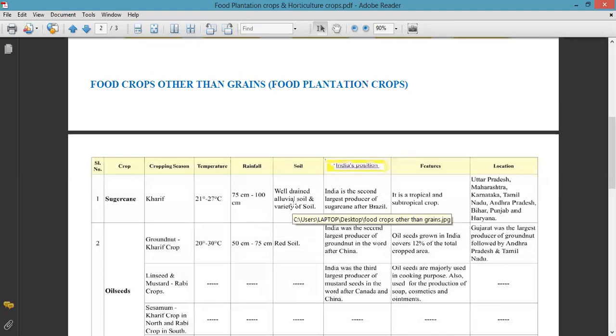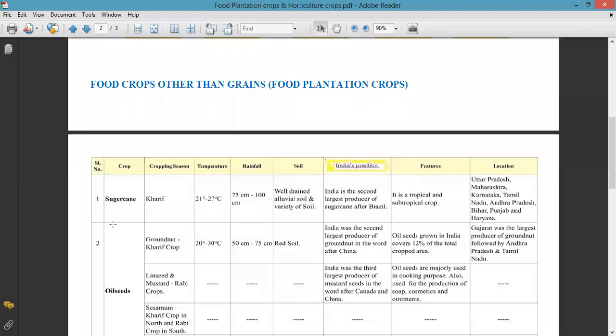Regarding the suitable soil for the growth of sugarcane, well drained alluvial soil is most suited. But sugarcane will grow in all types of soil if there is a sufficient amount of water. Even in black soil, red soil, sugarcane can grow. But we need water, and sugarcane will grow for up to 10 months. So the farmer should see that.